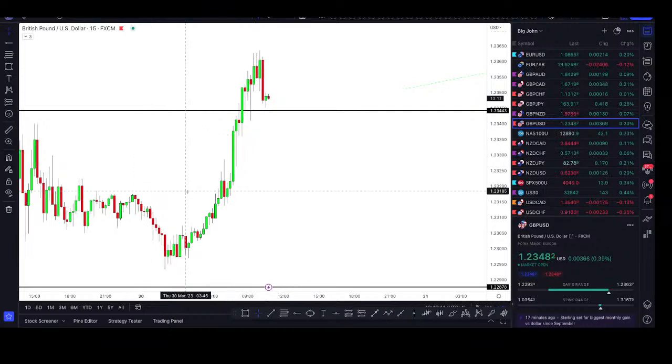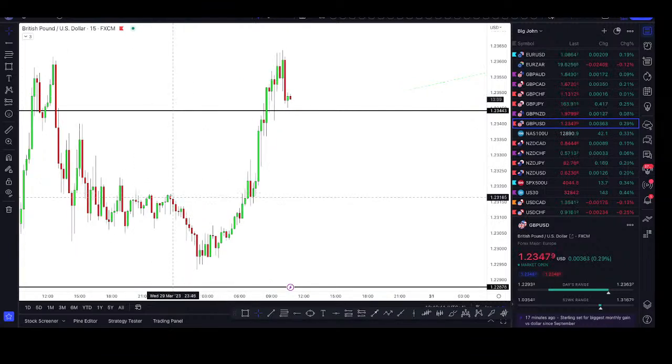So like GU today, here was a clear one. You can see right away here. So I think it's going for those highs and it's resetting its weekly trend.